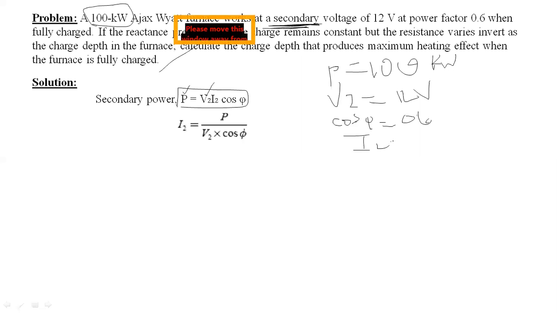The last term is I2. We don't know it, so whatever current is produced at the secondary side, we have to calculate. I2 is equal to P by V2 into cos phi. Please place the values in the above equation and calculate the current at the secondary side. P is 100 kilowatts, that is 100 into 10 power 3, by V2 is 12 volts, 12 into cos phi is 0.6. Please put your answers in the chat box.